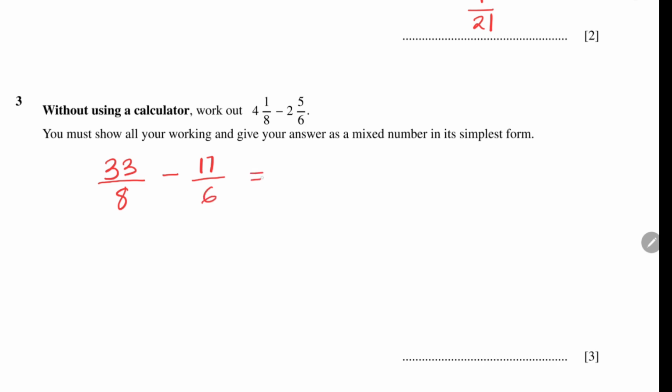Up next, you need to look for the lowest common multiple of your denominators. Now, I have 8 here and 6. What's the lowest common multiple of 8 and 6? The lowest common multiple of 8 and 6 will be 24. 24 is that number that can go in both 8 and 6 without leaving a remainder. All right?